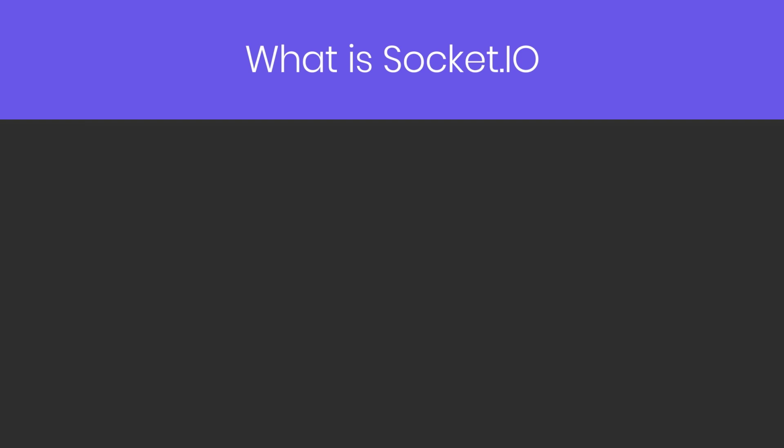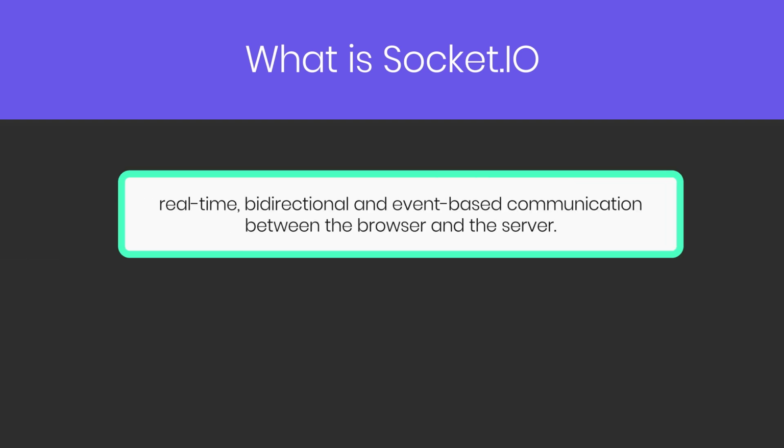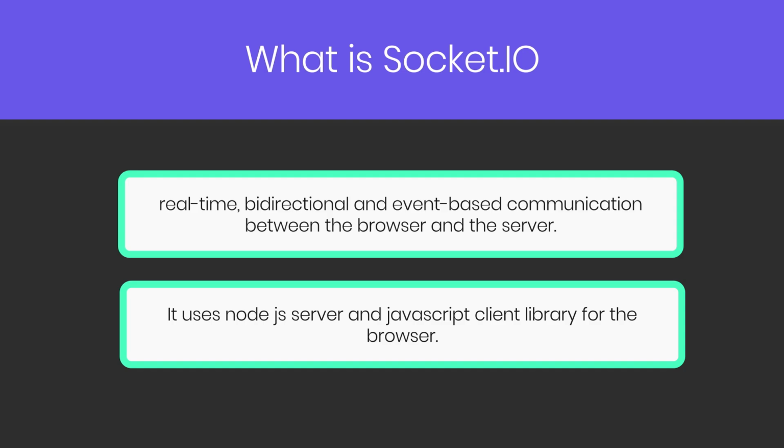Most of the people love to communicate through messaging. We used to write text to our friends for various reasons. The communication between you and your friend is done with a library like socket.io. Socket.io is a library that enables runtime bidirectional and event-based communication between the browser and the server. It uses Node.js server and JavaScript client library for the browser.